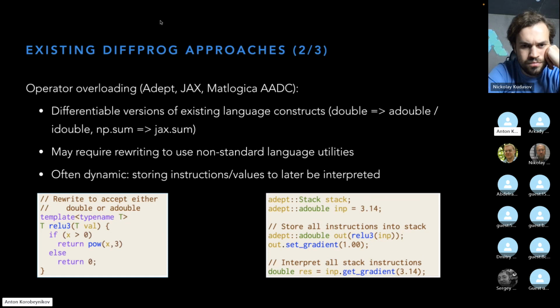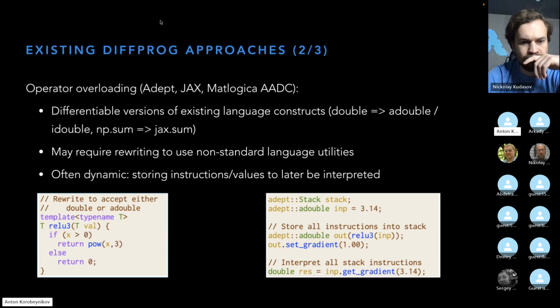The second approach, and I think historically that would even be the first, requires us to be able to overload the mathematical operators. It is implemented again in many different packages out there. It provides differentiable versions of existing language constructs. Usually, there are special types with some side effects, like sometimes recording the execution flow and the operations being done.